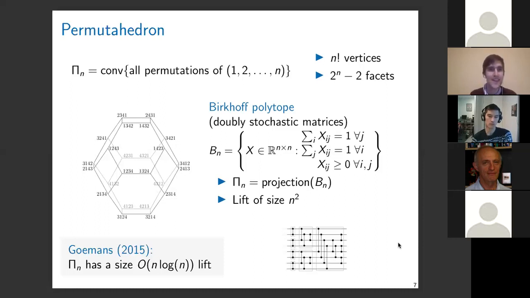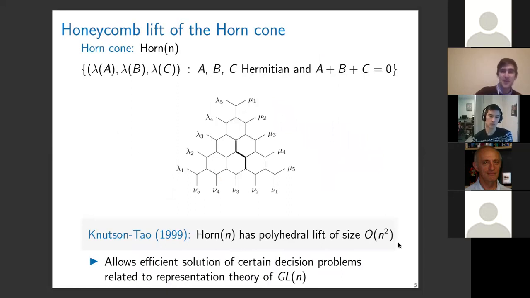Okay. So let's go to another, quite different example. And I'm going to describe this only in a very cursory way. So another polyhedral cone this time, which I'm going to call the horn cone. Right, so this is a polyhedral cone. It lives in R^{3n}. What you do is you take your favorite triple of Hermitian n by n matrices that sum to 0.